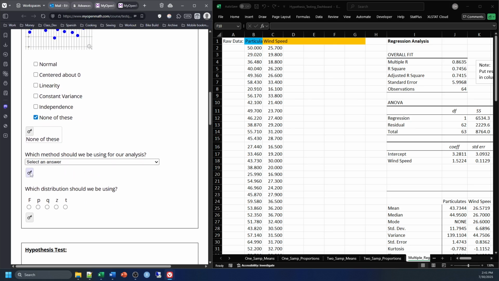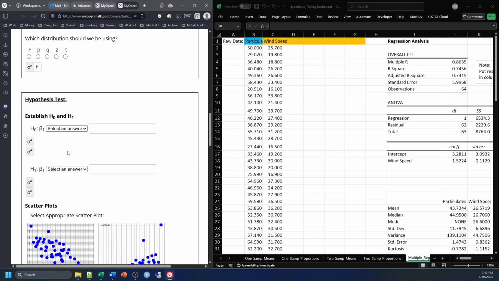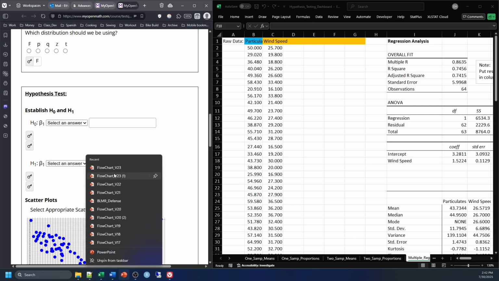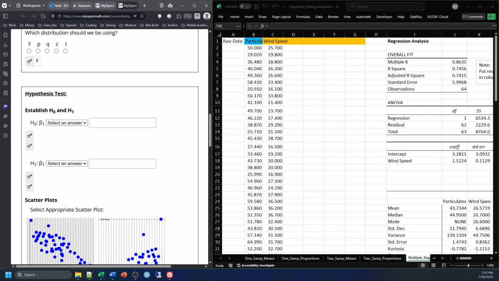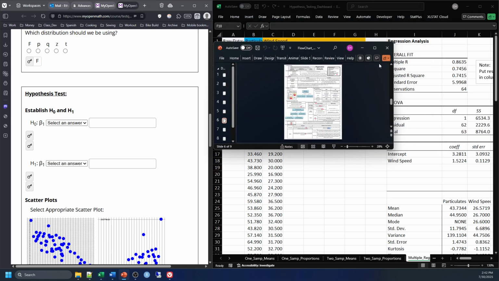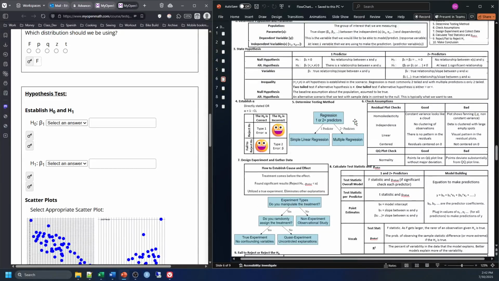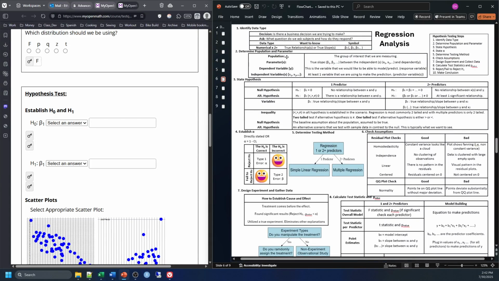The method that we should be using for analysis is regression. And because we're doing regression, we are going to be using the F statistic for testing our model. So the hypotheses that we set up are with our betas. Let's go ahead and grab our flow chart real quick. Let me just remind you how we set up a regression analysis. Give me just a second to pull it up. Okay, here we go for regression analysis. We can have multiple things that we want to predict, or we can have a single thing that we want to predict. And right now we're just doing singles.